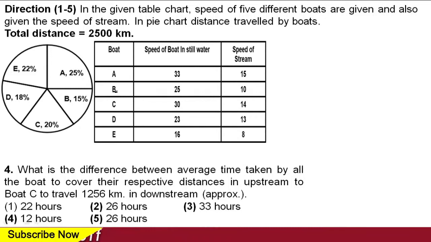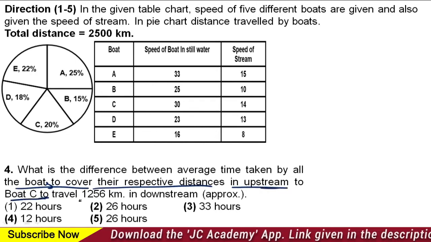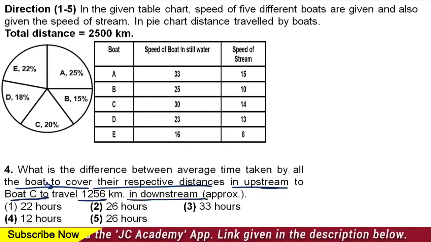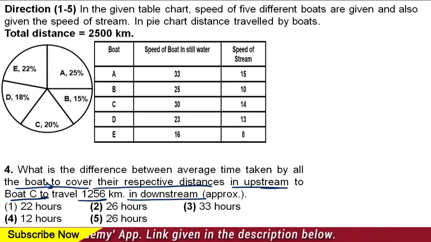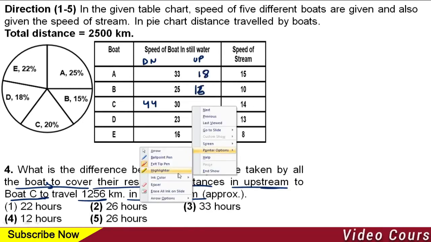Now, this is one heck of a nasty question. What is the difference between average time taken by all the boats to cover their respective distances in upstream to that of boat C to travel 1256 kilometers in the downstream? So for boat C, we have to calculate the downstream speed also. That happens to be 44. And for the rest of the boats, we're supposed to calculate the upstream speeds. That will be 15. Let me make a correction.